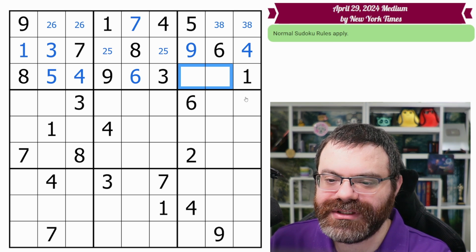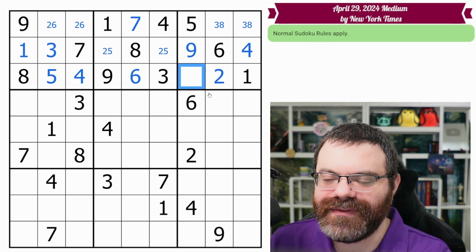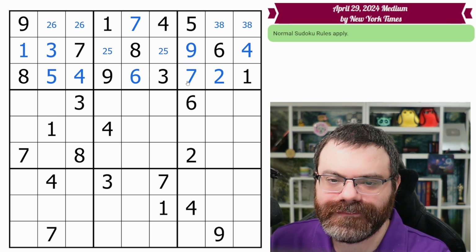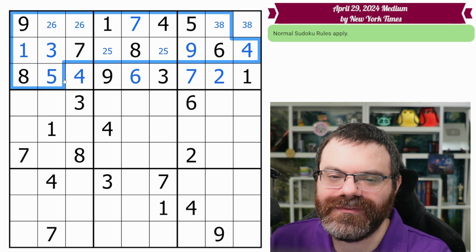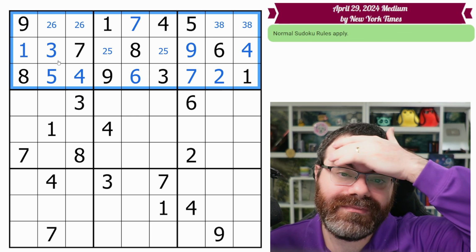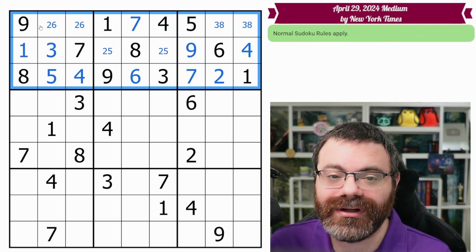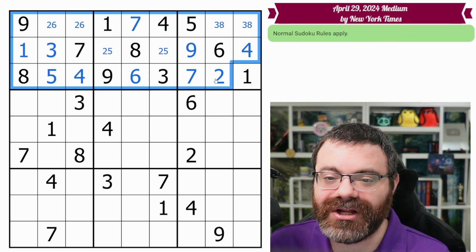Pick one. It's going to be the 2. So the 2 can't go here. So the 2 is placed here. And then the other digit's also placed. It's a 7. And so look, we've really only scanned this one band, but based on the 3 things we looked for, we actually managed to almost resolve the entire thing.